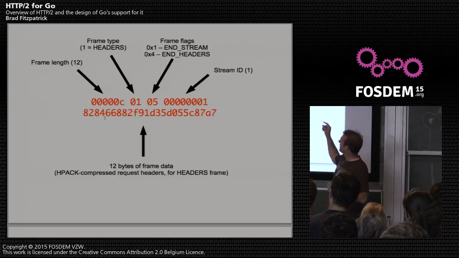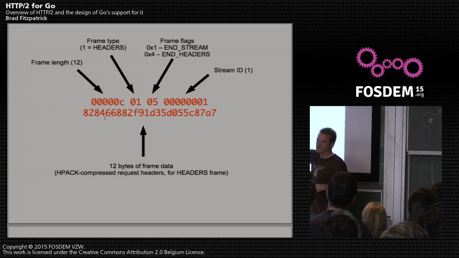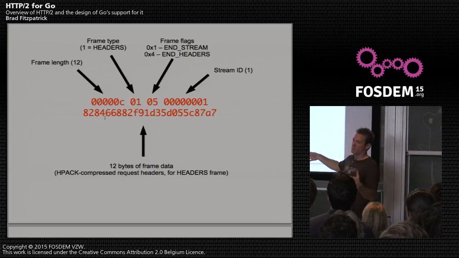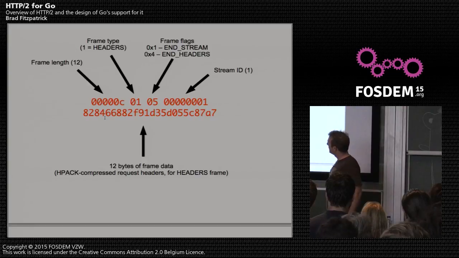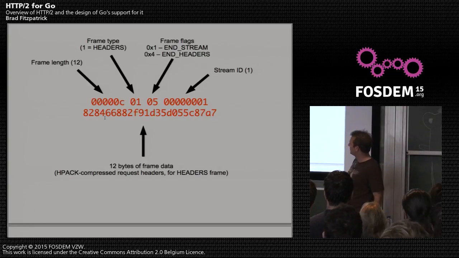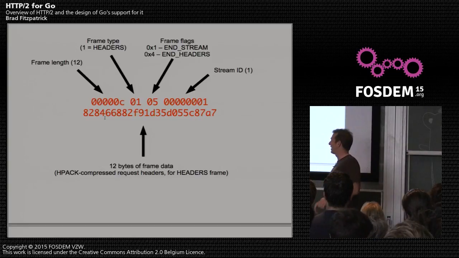And end headers means this is the full extent of my headers, and I don't have a follow-up frame coming later. In theory you could have a gigabyte of HTTP request headers, and then they would have to be cut into multiple frames. In this case, it all fits in here. And there's the 12 bytes of the whole HTTP request, which is compressed with HPACK, which is a whole new compression format, an adjunct spec to HTTP/2, that is just crazy town with lots of different things.